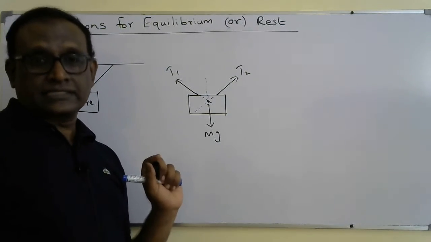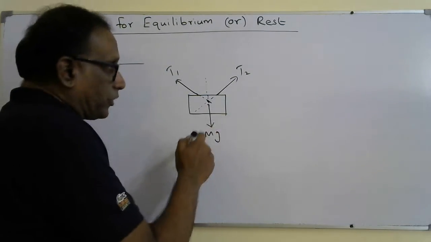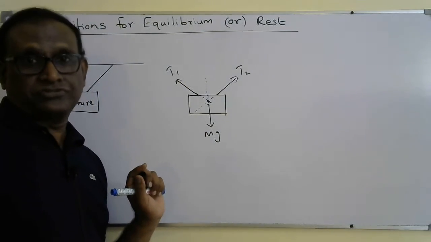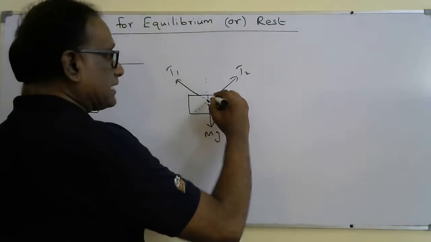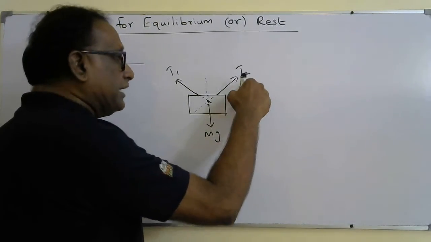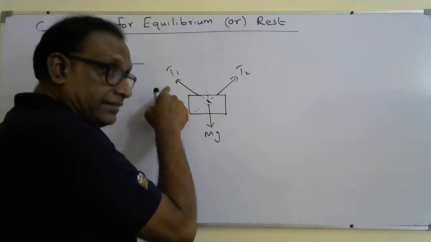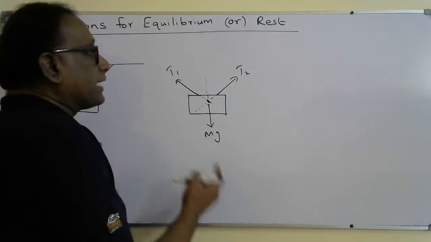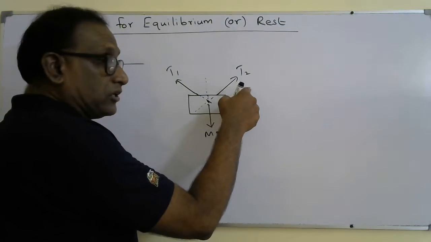Otherwise, it won't be at rest. Okay, so when they meet at one point, here also, the resultant of any two must be equal to the third force. So if I think about this point, the resultant of T1 and T2 should be equal to mg. Resultant of T2 and mg must be equal to T3. Resultant of T1 and mg should be equal to T2. And also I can say the resultant of T1, T2 should be equal to mg.